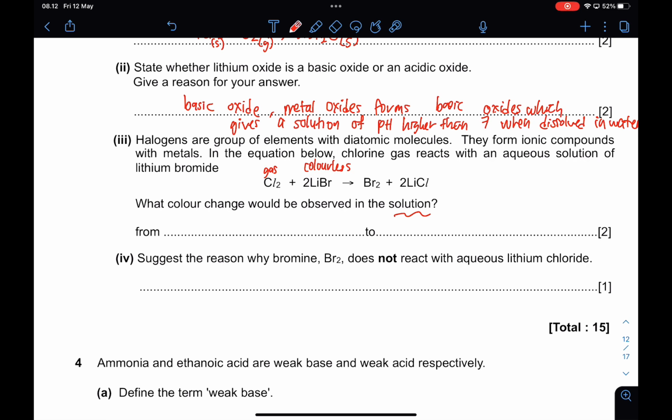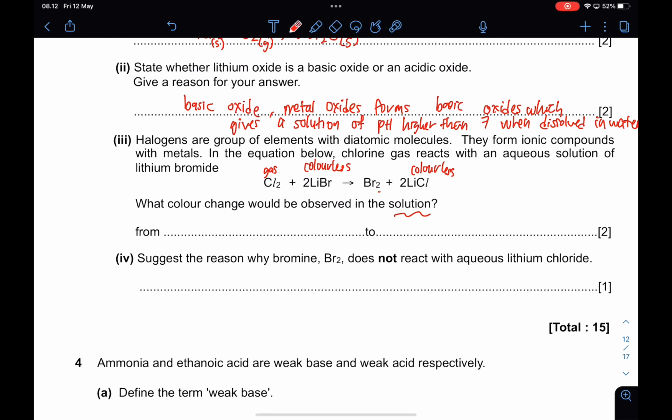Lithium bromide is colorless. How do I know? Lithium bromide means this is group 1 with bromine. So sodium bromide, sodium chloride is also going to be colorless. You should know this. So they are going to be the same. So lithium bromide is colorless. And then you are going to get lithium chloride, and then you have Br2.